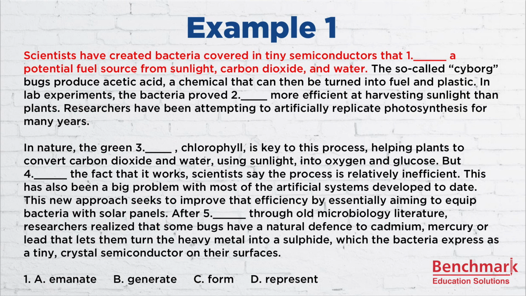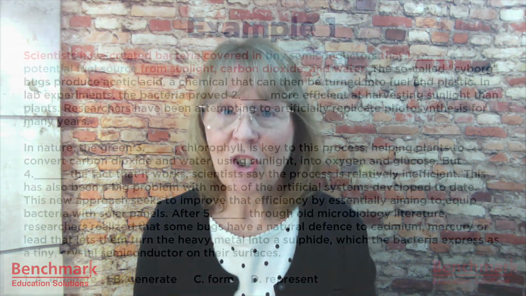Alright, so I need to decide which verb fits best. The most important parts of this sentence are the subject, tiny semiconductors, and the object, a potential fuel source. Since this is a scientific text, I'll have to think about what semiconductors would do to a potential fuel source. Then I'll use the process of elimination.